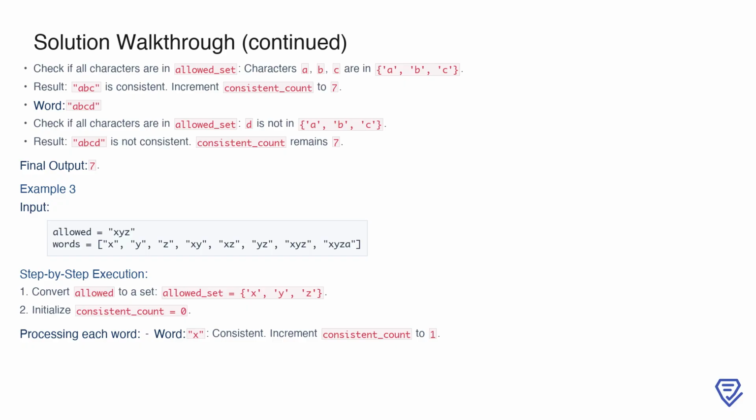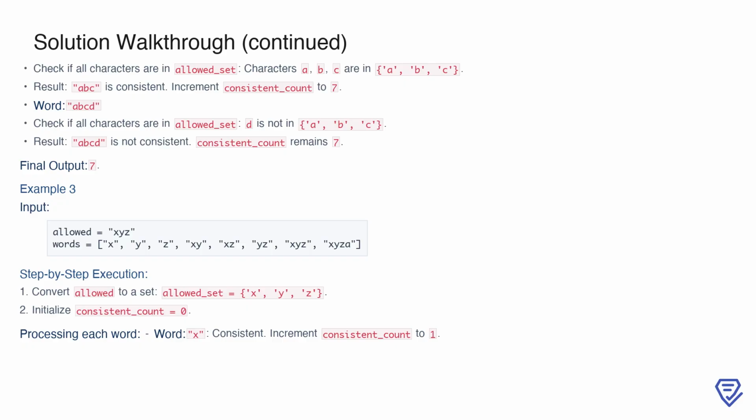Now, we check the last word in this example, ABCD. Here, while A, B, and C are in the set, the character D is not. This means ABCD is not consistent, so consistent_count remains 7. After processing all the words, the final output for this example is 7. Let's move to one more example to reinforce the concept.